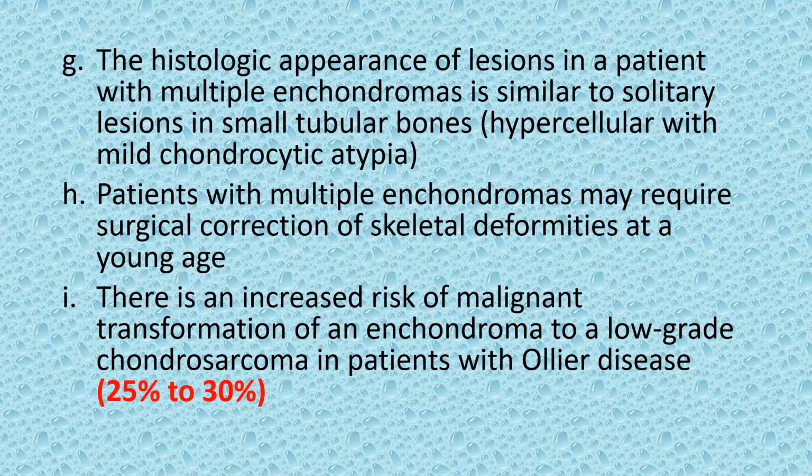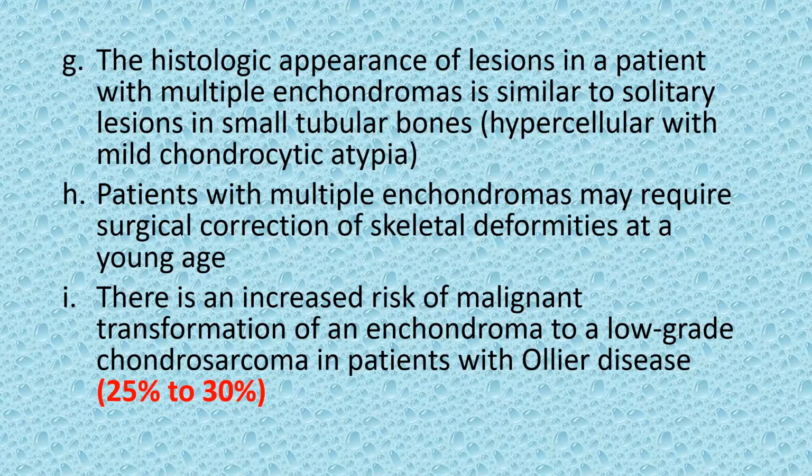There is an increased risk of malignant transformation of an enchondroma to a low-grade chondrosarcoma in patients with Ollier's disease, from 25 to 30%. If you remember, I told you the enchondroma when it's solitary, it's less than 1%. But with Ollier's disease, it rises to 25 to 30%.